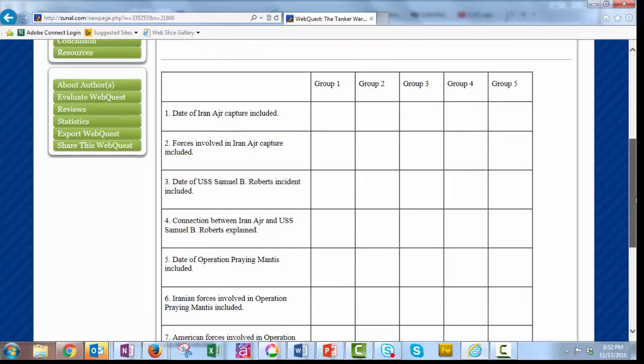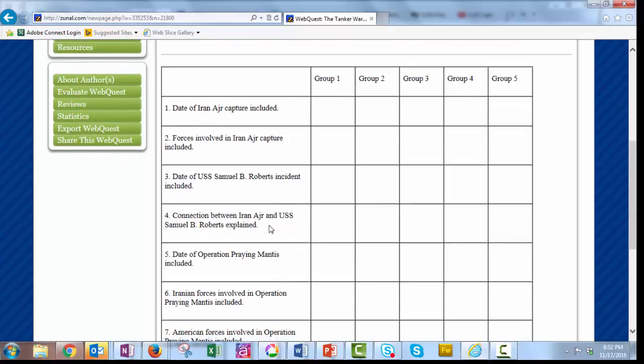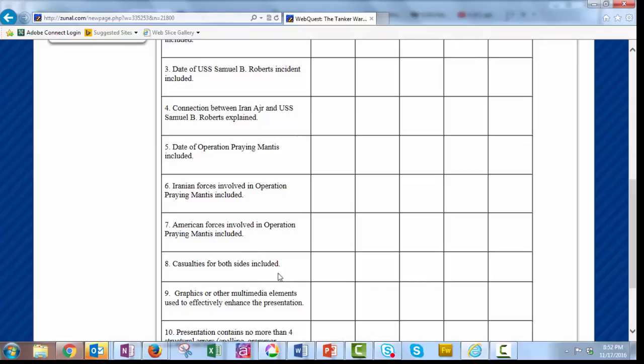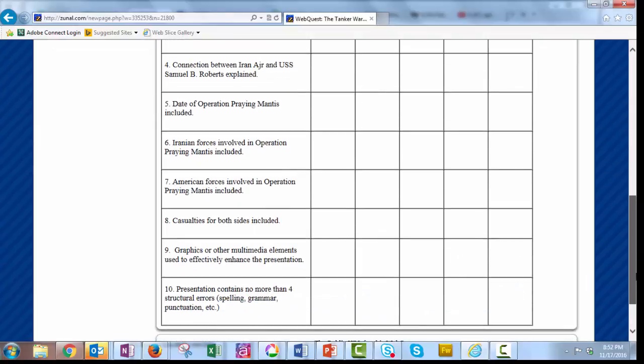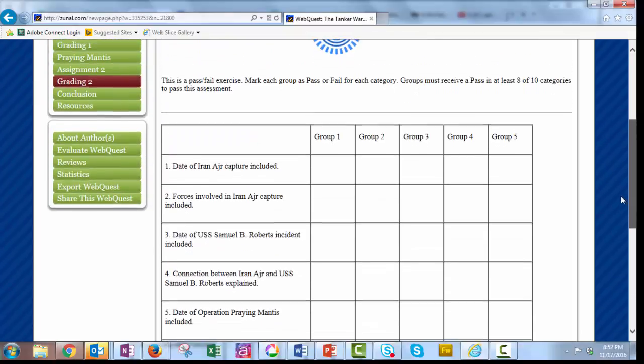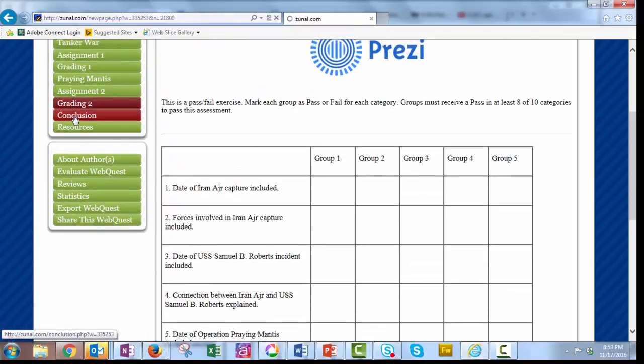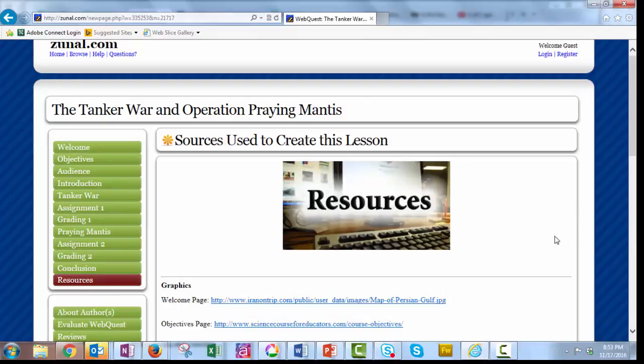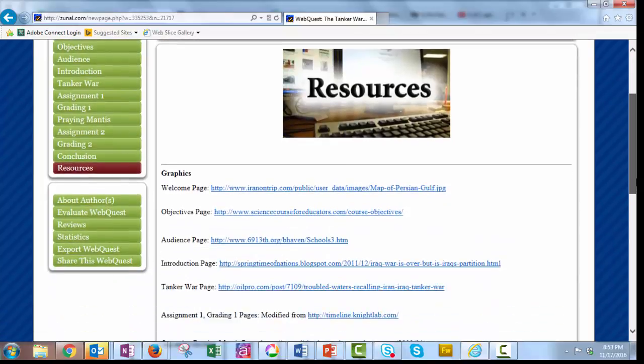So what are the connections? We go down to number 4. What are the connections between what happened here? And who are the forces involved? And what are the casualties? And so forth, and then also how engaging is the presentation. All right, and then he has a little conclusion and some additional resources, and so forth.